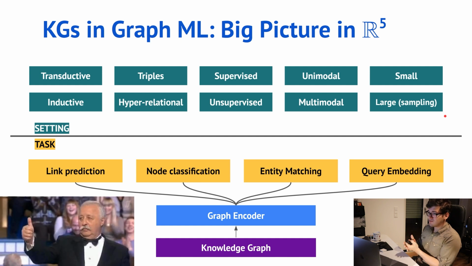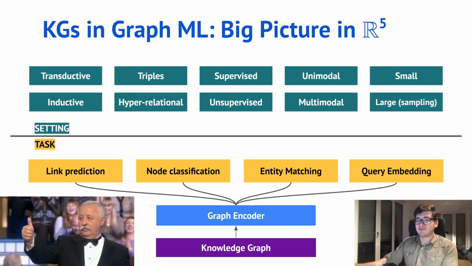And well, it can be pretty much a topic of your next paper. Just select something, flip a coin, and it can be like inductive node classification on triples with unsupervised setup, having unimodal setup on large graphs. How does it sound? Sounds good as your big next paper, right?